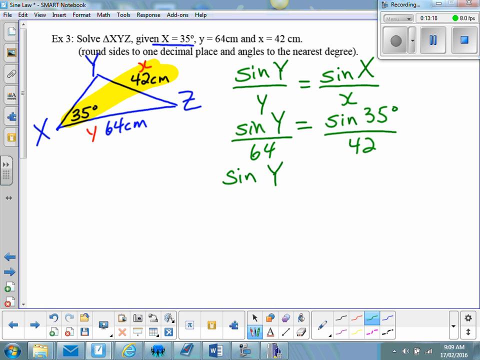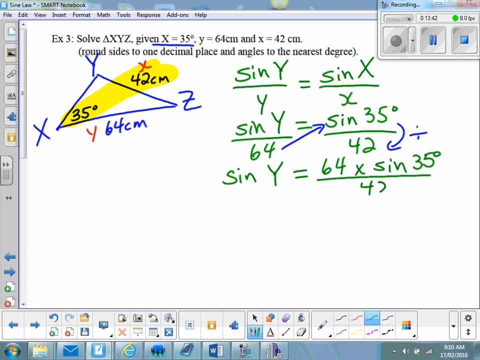Now, if you reach a point where you can save yourself a step here, that's fine, because we know that ultimately what's going to happen is I'm going to cross multiply these two, and then I end up dividing by the guy who got left out here. So on the other side here, it will end up looking like 64 times sine 35 divided by 42. So Y is going to equal the sine inverse of 0.8740. And then it keeps on going.